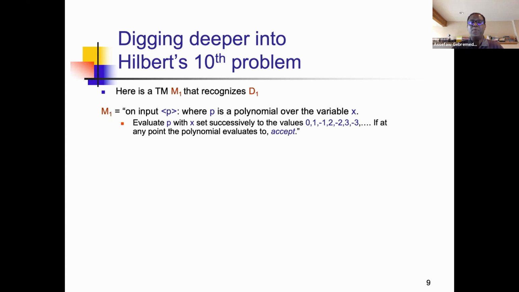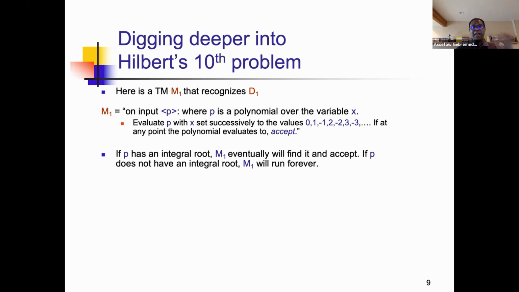And if at any point this polynomial evaluates to, I should have written, 0, then we accept. That means one of these, what we have been trying, is a root, is what it means. So if P has an integral root, then this Turing machine that we just described will eventually find it. It's just a matter of time.